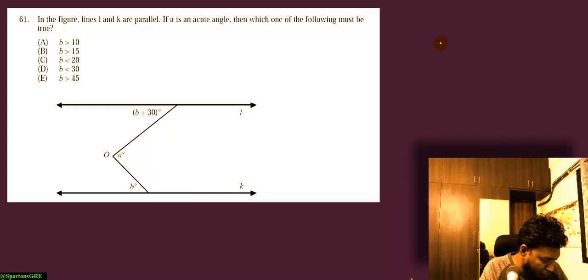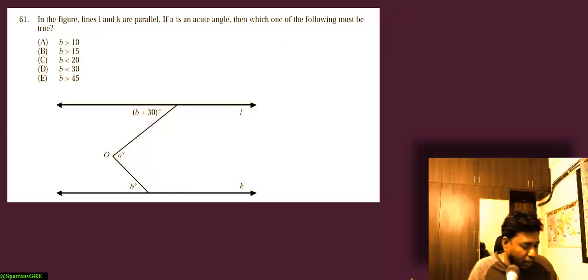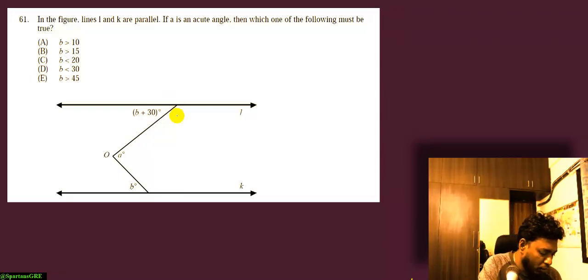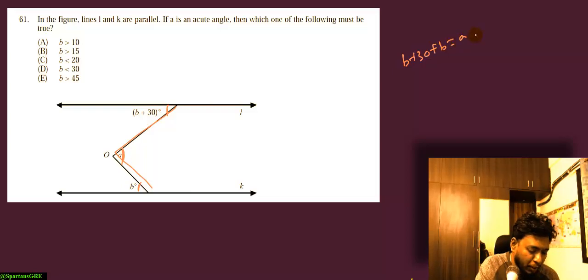Okay, the first question says, in the figure, lines L and K are parallel and A is an acute angle, right? Acute angle. If you watch my geometry videos, this question will be very easy. See here, I told you this is a hill. A hill is formed here. So the top angle, the apex angle, will be equal to the sum of the bases, right? So what you can say is B plus 30 plus B equals A.